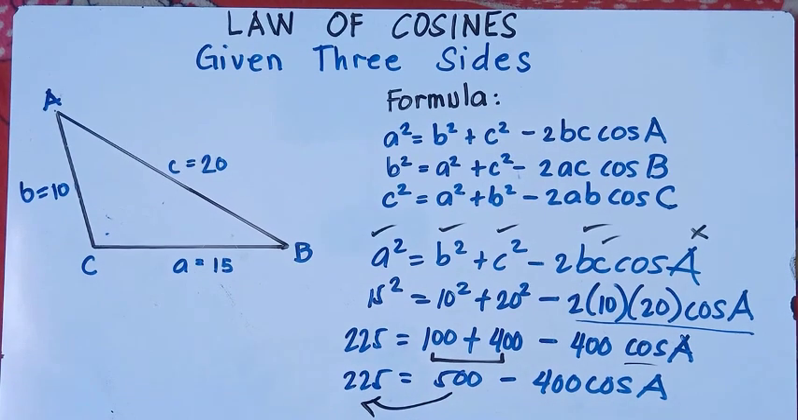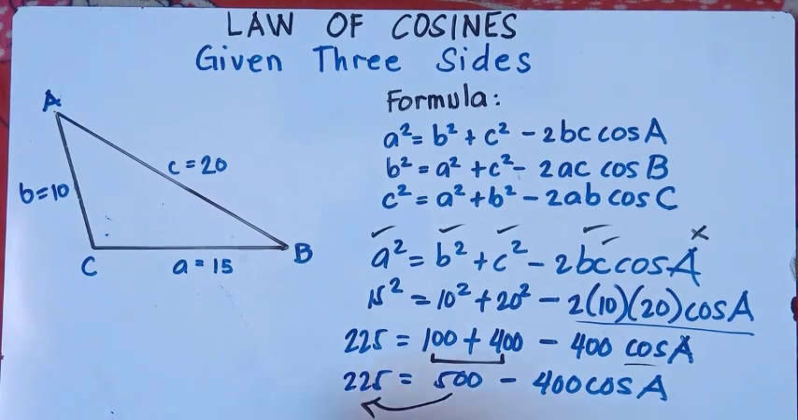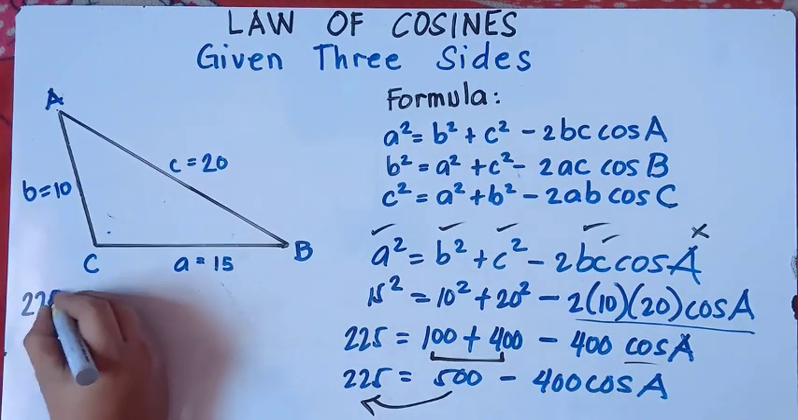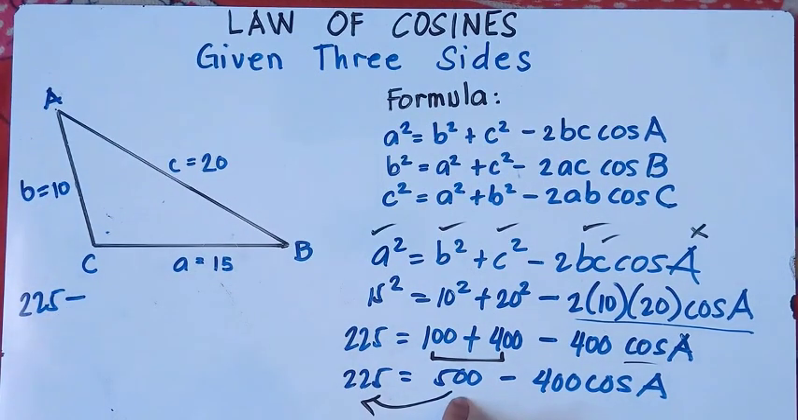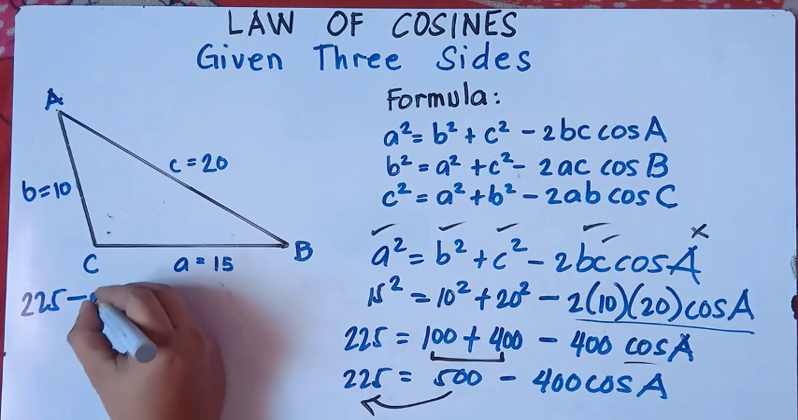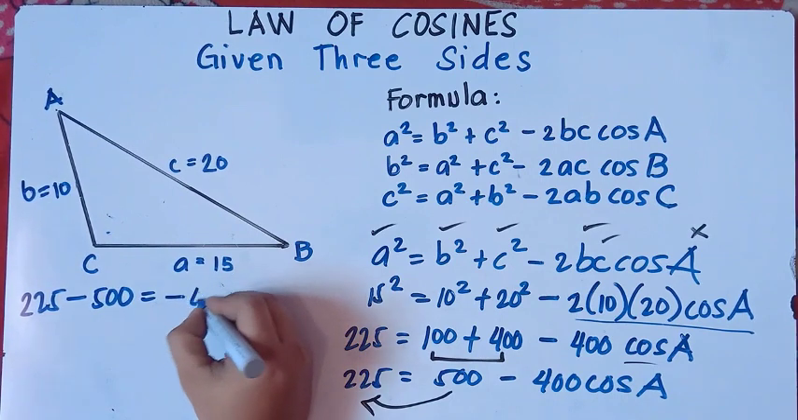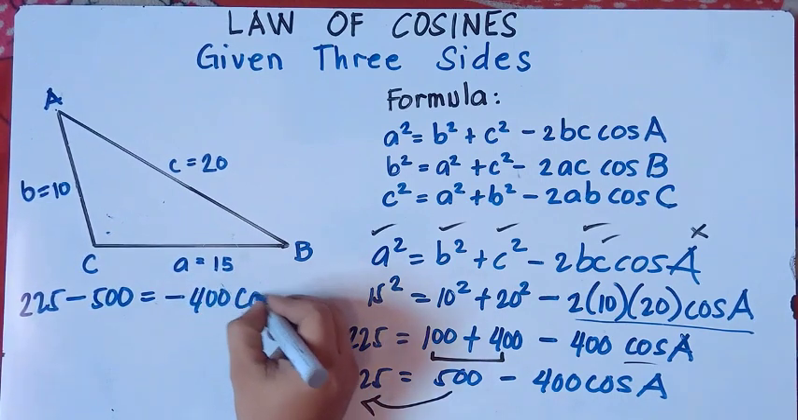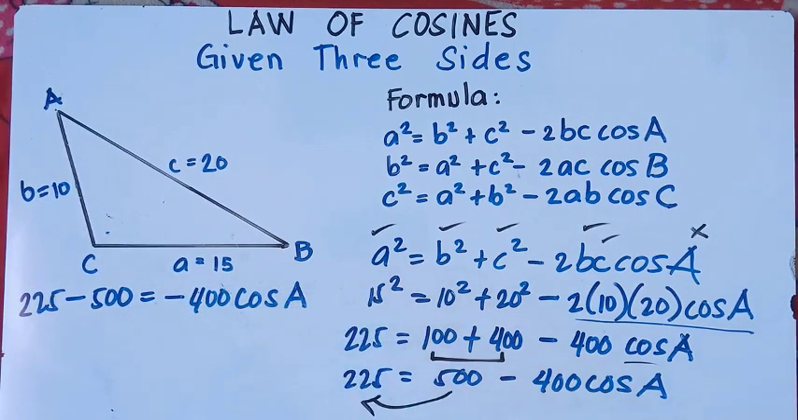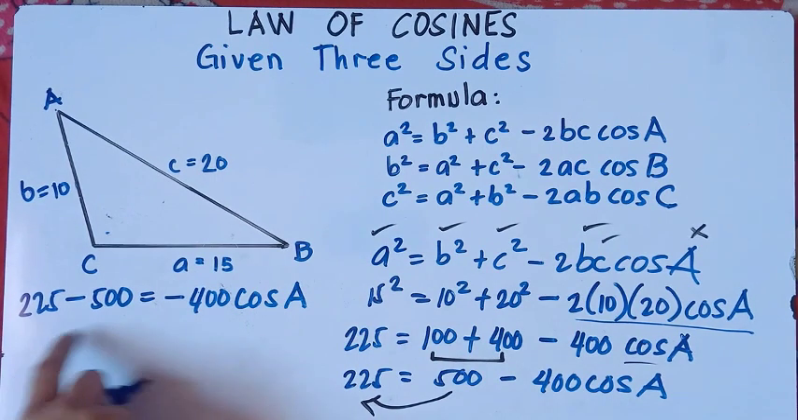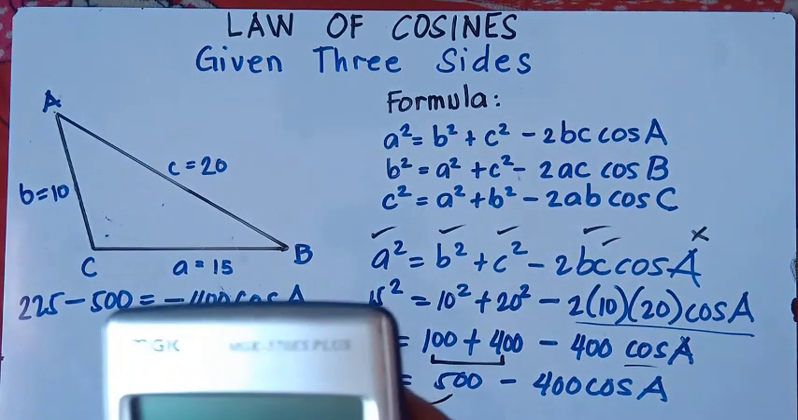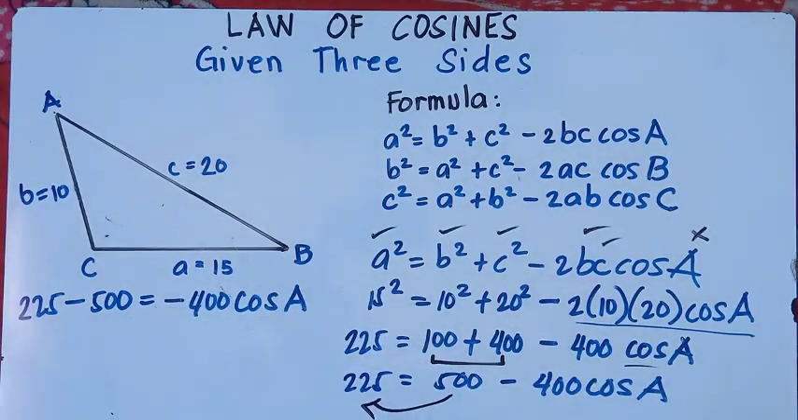So this will be 225 minus, so this is positive. When you transpose, you change the sign, it becomes negative. Minus 500 equals negative 400 cosine A. Alright, so almost done here. Subtract 225.